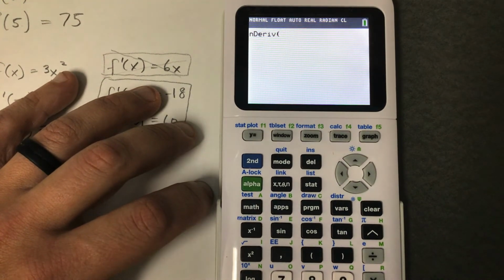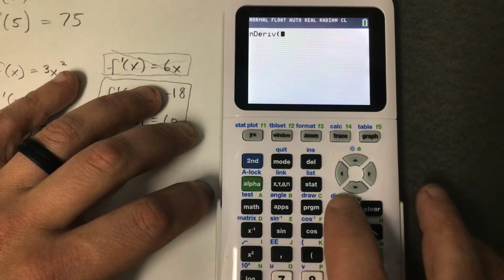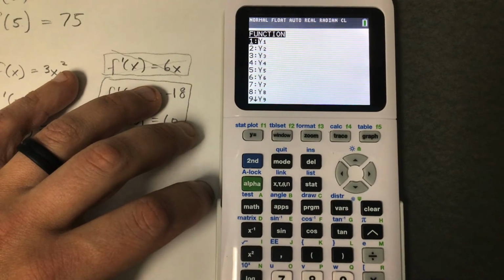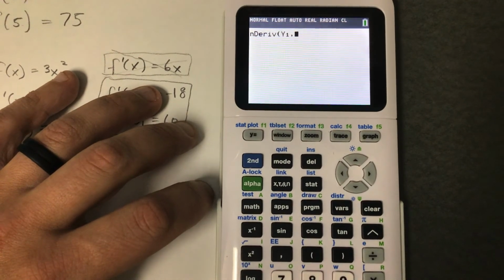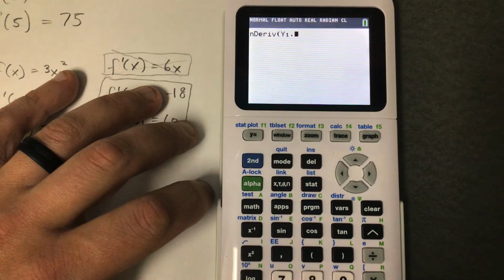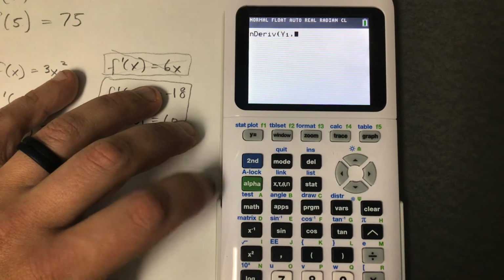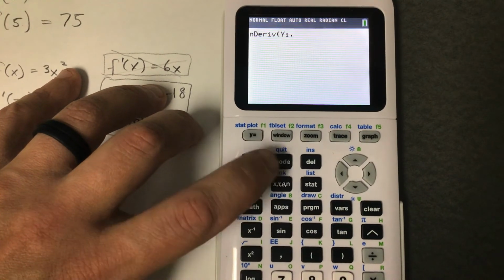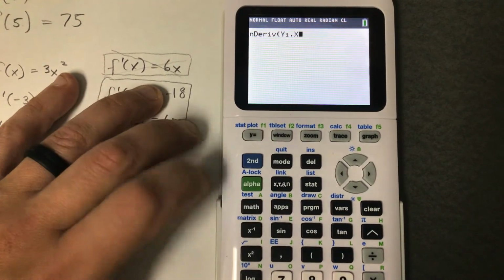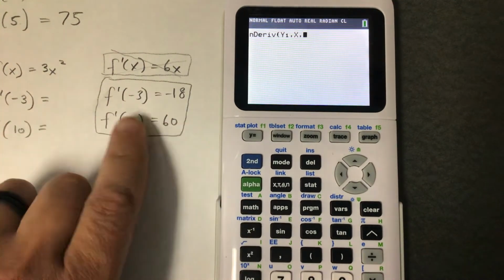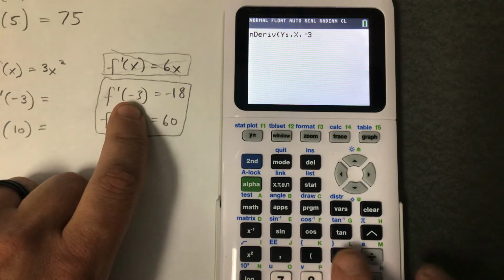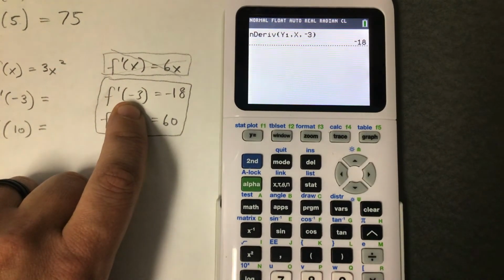Here's what you need to do. You need to put in the function. So I'm going to tell it what function I'm taking the derivative of, which is y sub 1, comma, which is above the 7 here. And then I'm going to tell it with what variable I'm taking the derivative with respect to, which is x, comma. And then we're going to tell it at what value. We were taking it at negative 3. Enter. Boom. There you go.